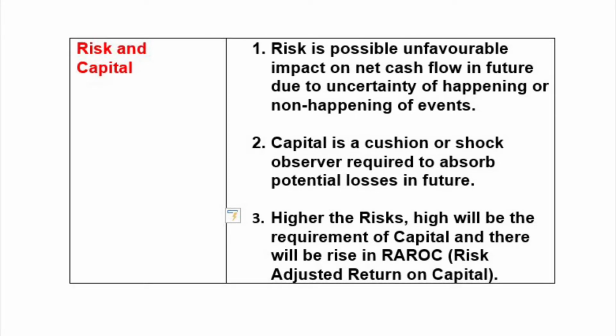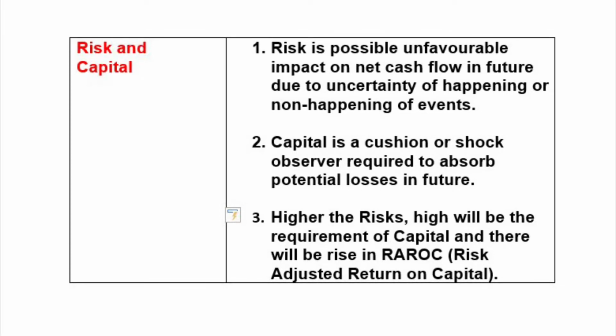So here in the third point, he is telling, the higher the risk, the higher will be the requirement of capital, and there will be a rise in risk adjusted return on capital. So this is how there is a relation between risk and capital. Whenever there is more risk, there must be more capital, that is, both are proportional.